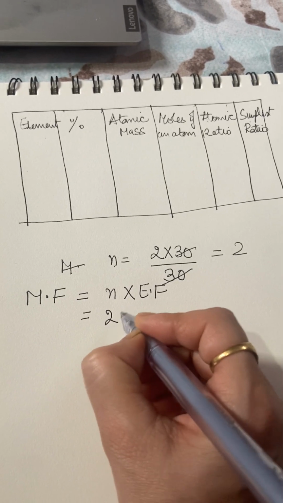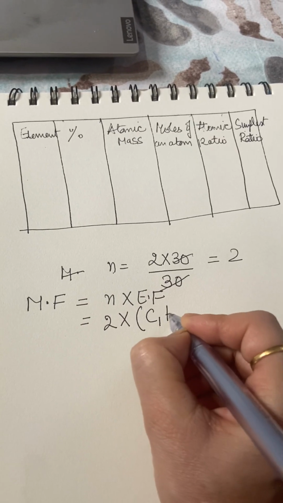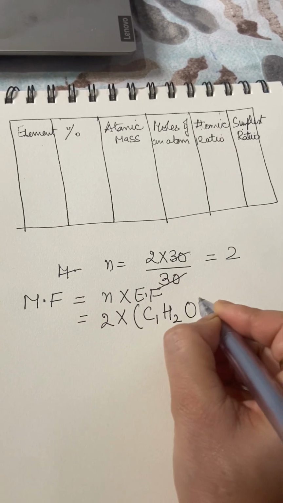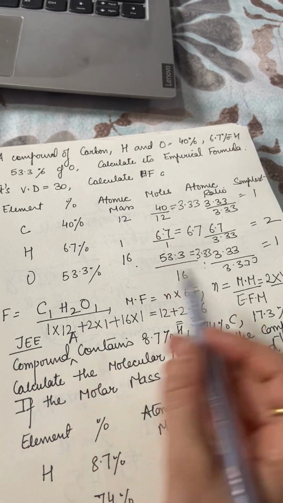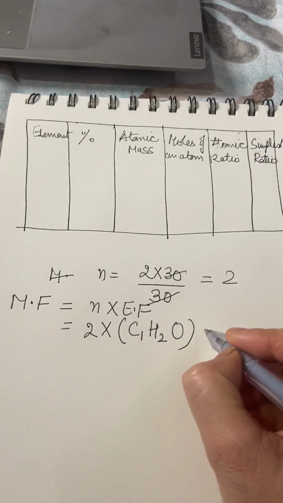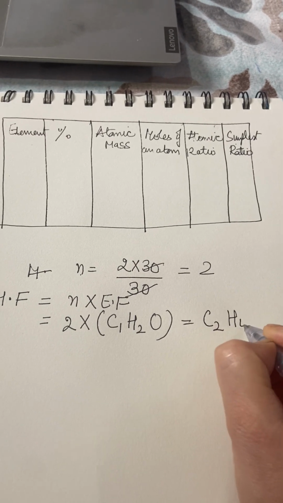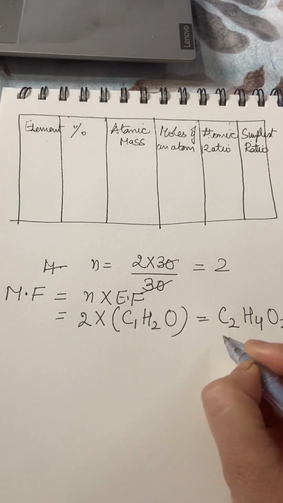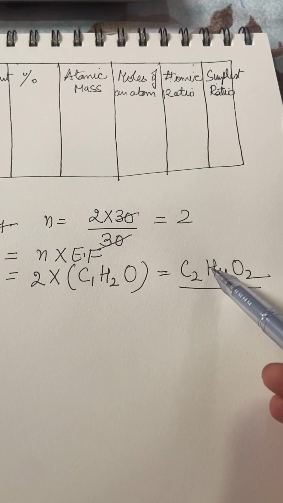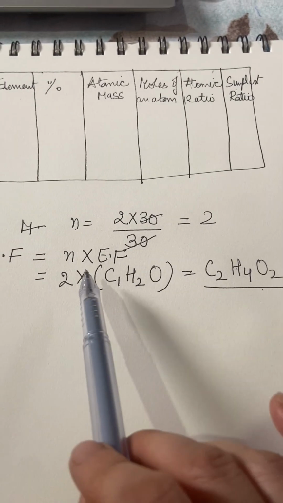So 2 into, what is the value? C1H2O. You can see C1H2O. Now we will multiply, so it will be C2H4O2. So this represents the actual number of atoms present in a compound or in a molecule.